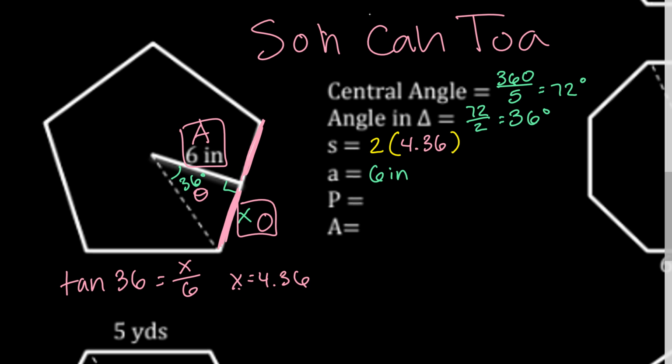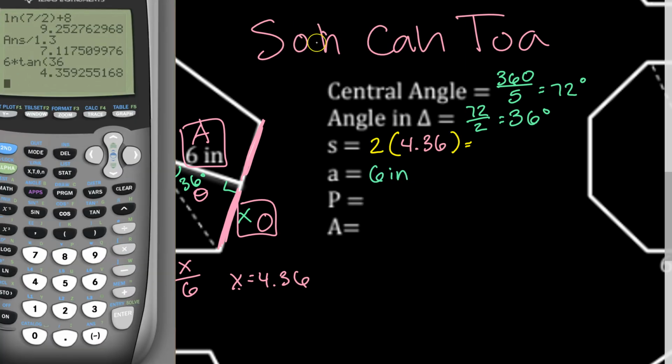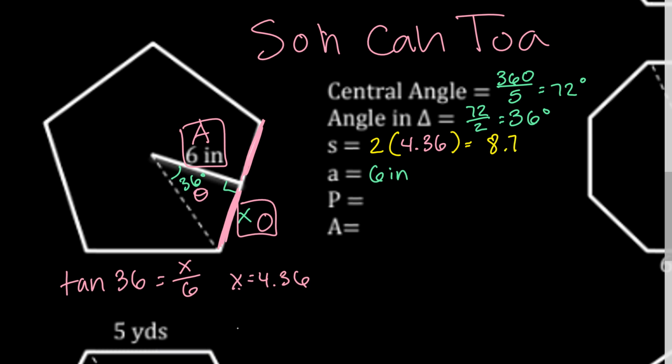Now, when I am multiplying this, am I going to put 2 times 4.36 in my calculator? No. What am I going to do? Use the answer that you got previously, right? We want to maintain accuracy here. So you're just going to do 2 times your second answer there. 8.72 inches. Is it inches? Yes, inches.